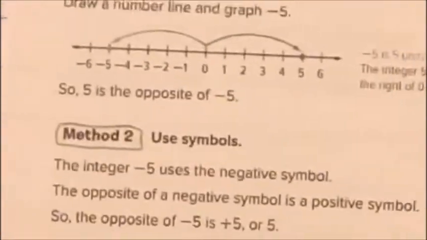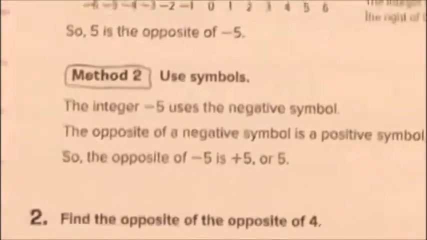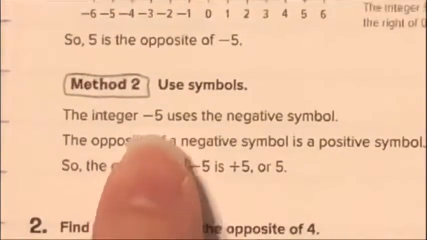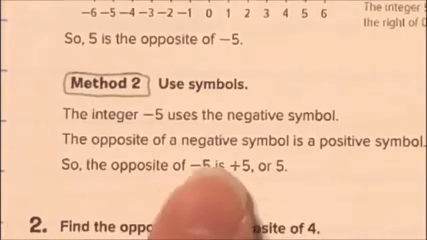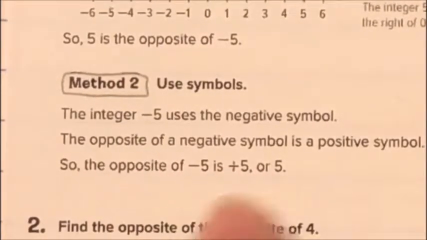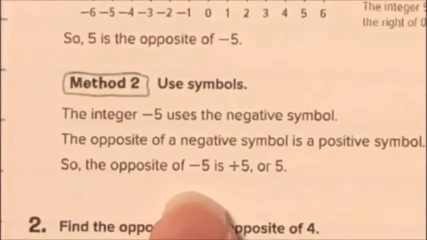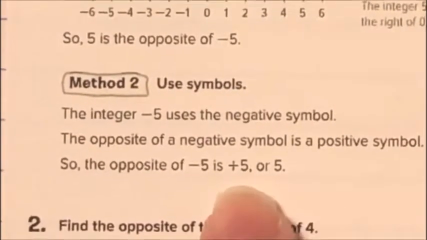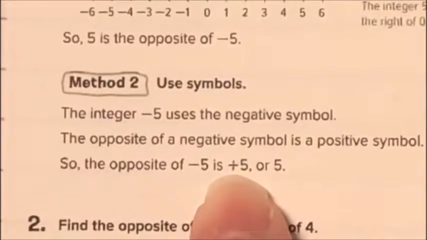You could also use symbols. The integer -5 uses the negative symbol. The opposite of a negative symbol is a positive symbol. So the opposite of -5 is +5, or just regular 5. You don't have to put the plus sign out in front.